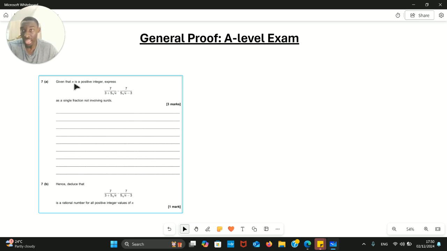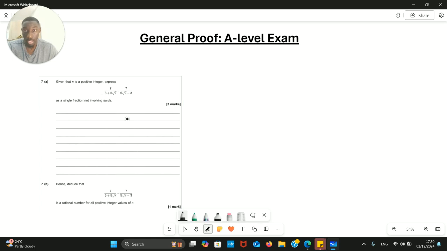So we are told, given that n is a positive integer, and as I said, with these phrases, for example, we need to know what an integer means when it's positive. Again, in the previous video, I talked about this. Now we want to express an algebraic fraction. This is something we've done in GCSE, but we use it again in A level. What we want to do is turn it into a single fraction, but the condition is that there are no surds. So let's do this.